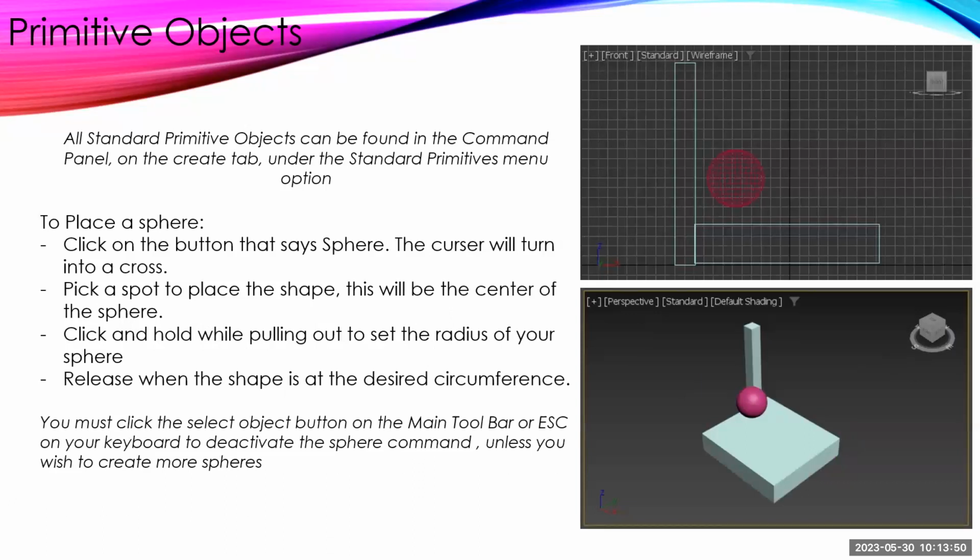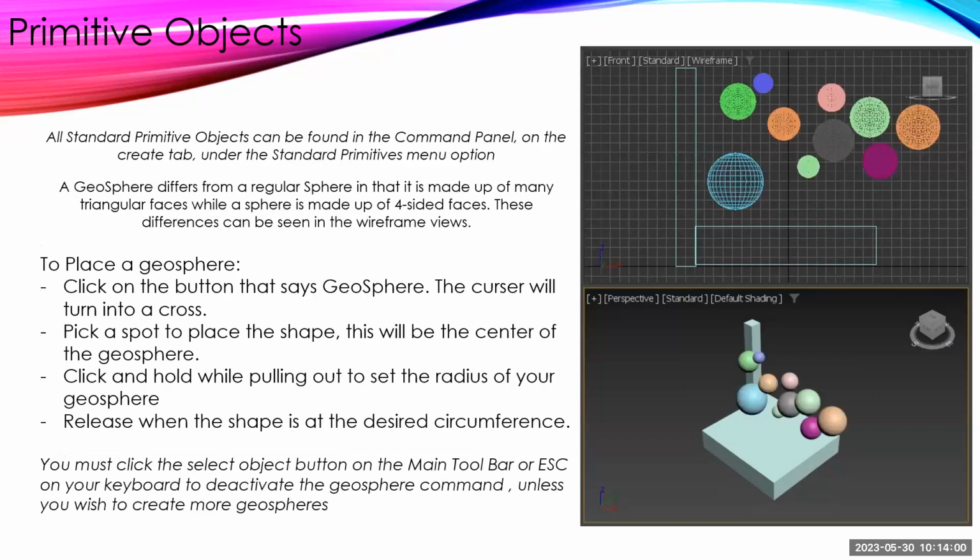For a sphere, similar thing, only difference being that a sphere, you only click once. You start from the center and you pull out to set your radius. Same thing with the geosphere. The difference between a geosphere and a regular sphere is that a geosphere is made up of many triangular faces, while a sphere is made up of 4-sided faces. So it's just vertical and parallel lines.